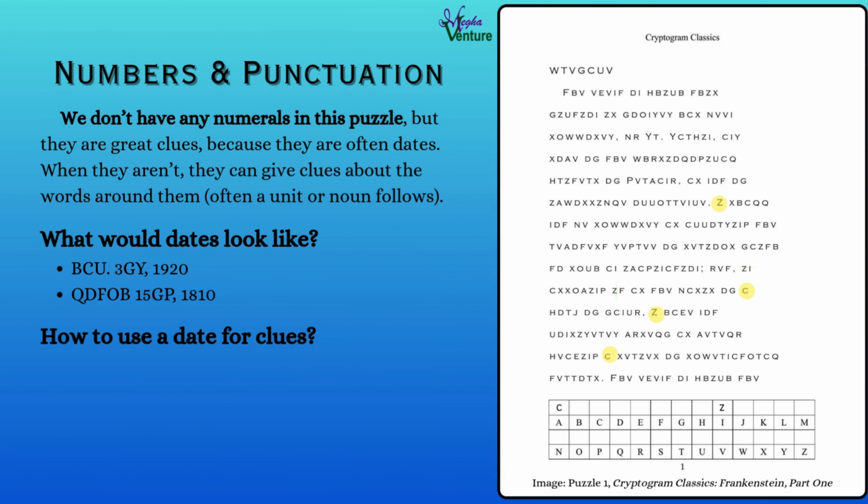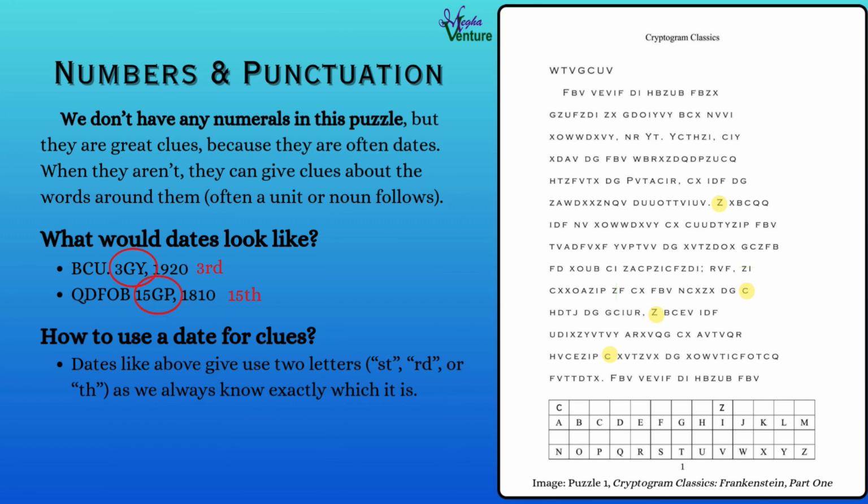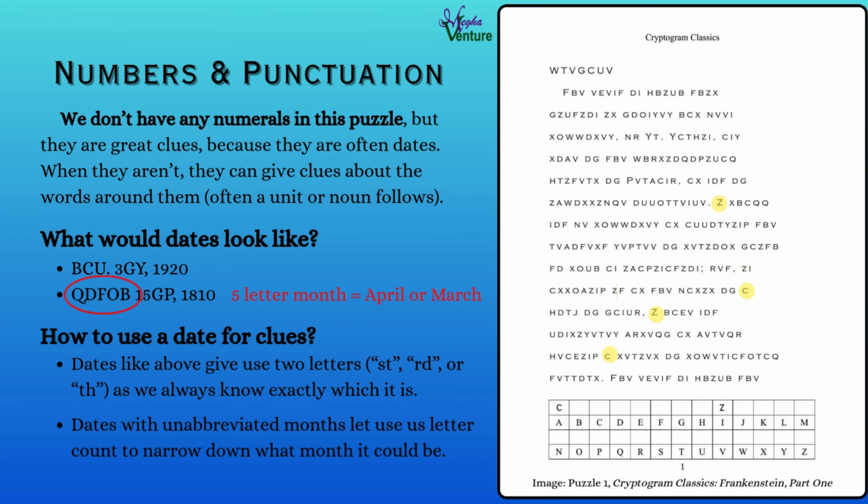For number and punctuation clues, we don't have many in this puzzle. Let's briefly review how these can be helpful for future puzzles. Since only A to Z is encoded, we can leverage the numbers and punctuation we still see for clues. Numbers appear as dates, years, measurements, cardinal numbers, or a count of something. Dates are common and especially useful. In dates like these examples, the day and the dates give us 2 letters by themselves. Other cardinal numbers are the same but less common. Dates also give us a month. If the month is written out in full, we can narrow the list of possibilities. In the example, a 5-letter month must be either April or March.